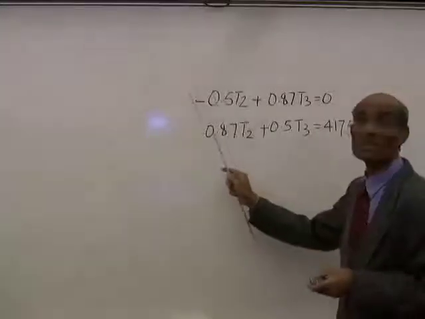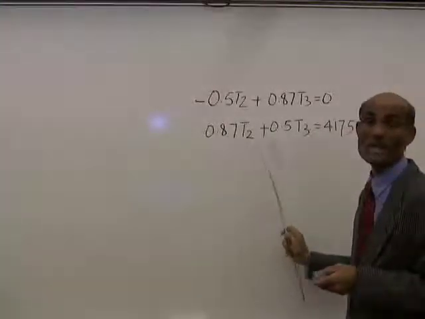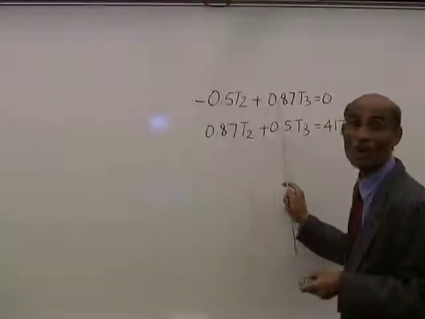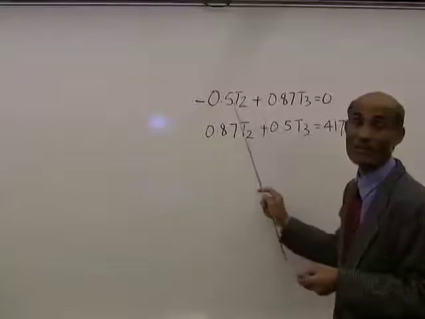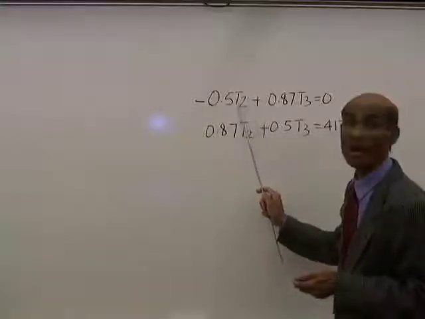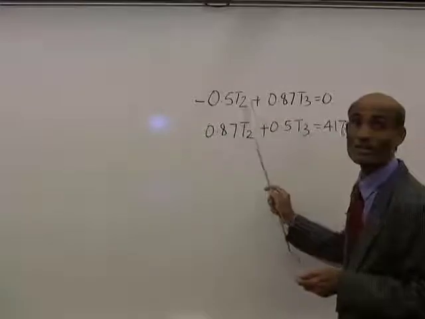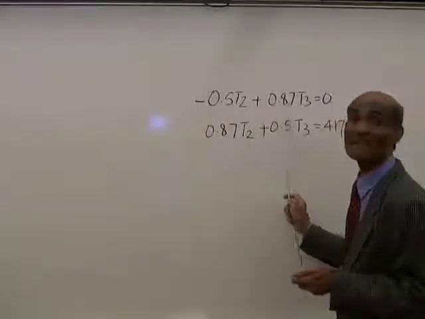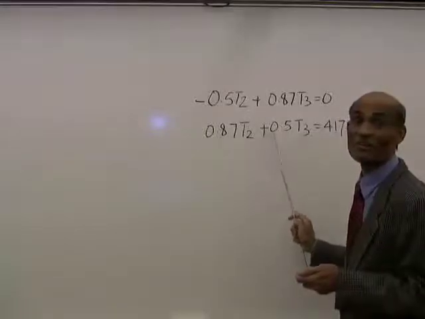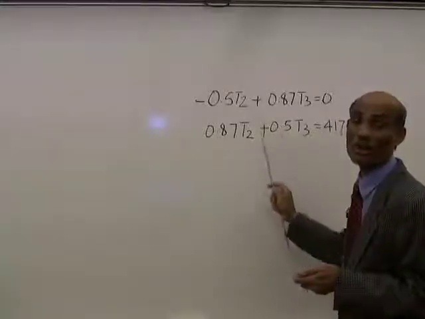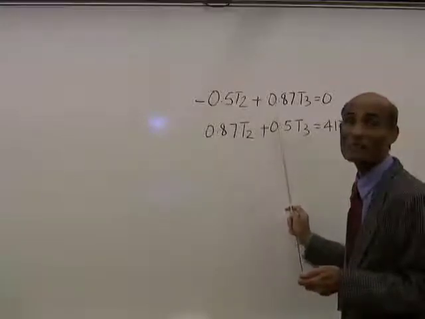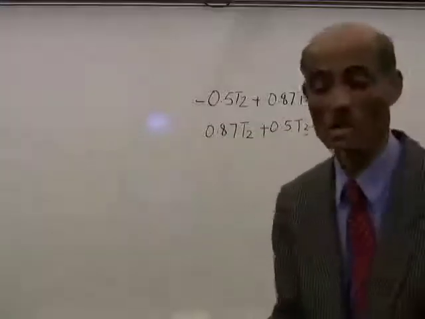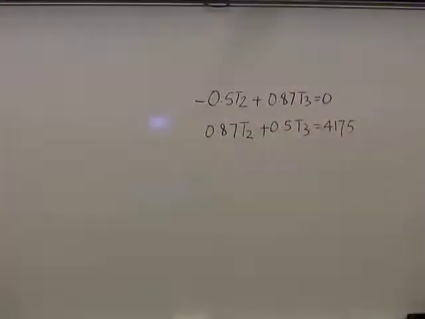Now the first thing to do is obtain a matrix in your calculator for the coefficients on the left side. What are the coefficients here? The variables are T2 and T3. The coefficients are negative 0.5, 0.87, 0.87, positive 0.5. This is a 2 by 2 matrix. So we are going to make a 2 by 2 matrix on the calculator.